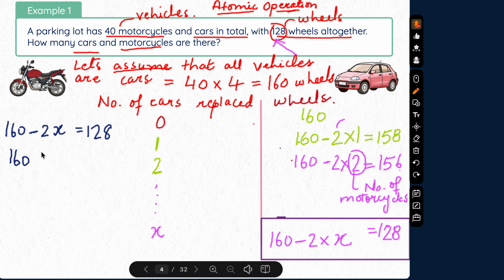Whenever we have a variable involved in this kind of equation, what we actually do is bring the constants together. Now 160 is a constant and 128 is a constant, right? So what I'll do is take this entire term on one side. The first thing I have to do is bring this 128 to this side, so I'll subtract 128 on both sides. You also mentioned this in your notes.